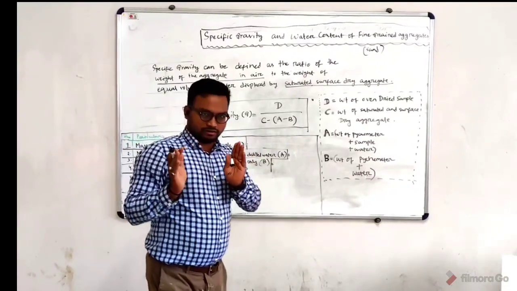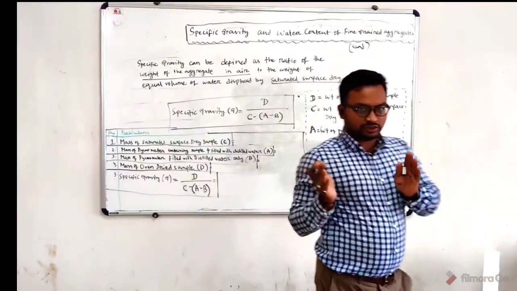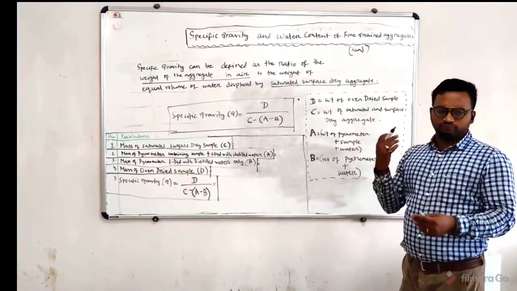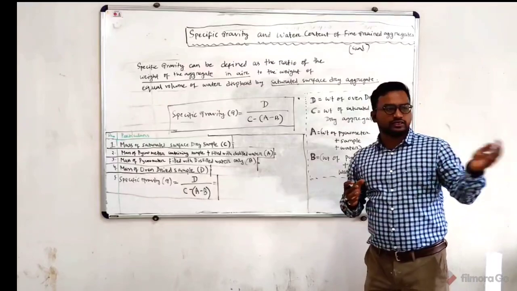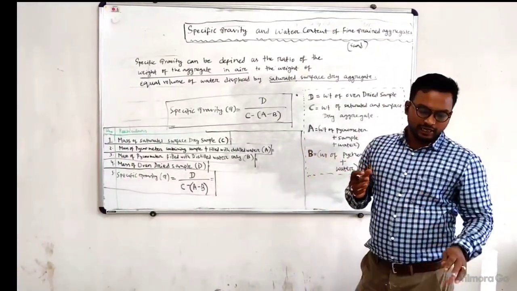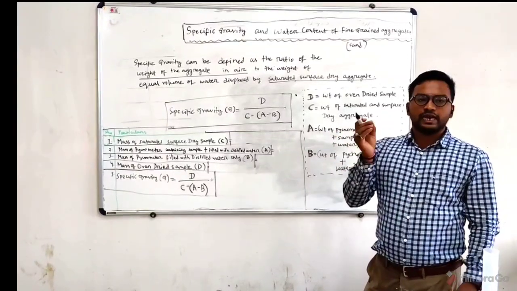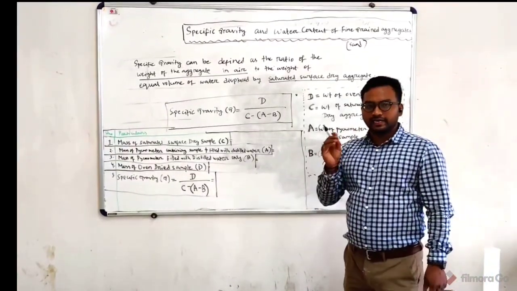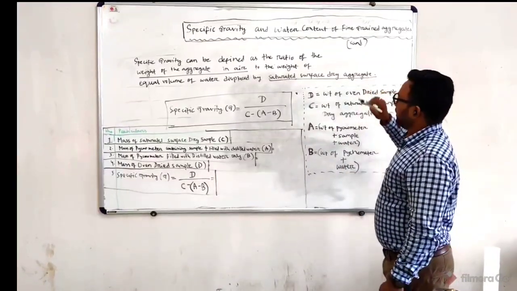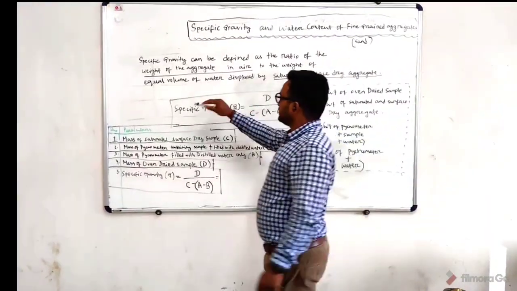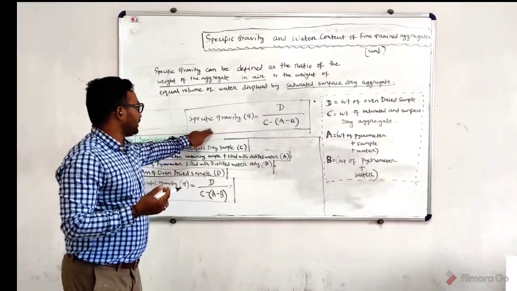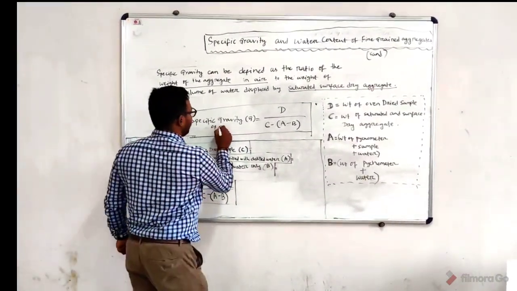But just know that saturated surface dry sand means the sand available in natural condition in any sand pit or construction site, where sand is not completely dried. It has some moisture in it from the nature. That is called saturated surface dry aggregate. If you write in this formula, the specific gravity of sand will be like this.